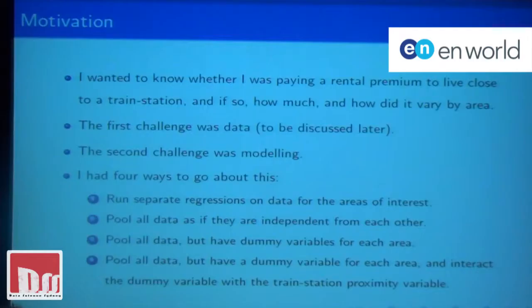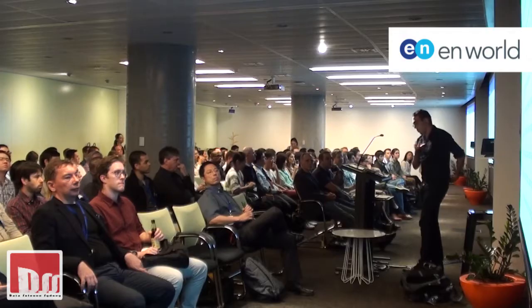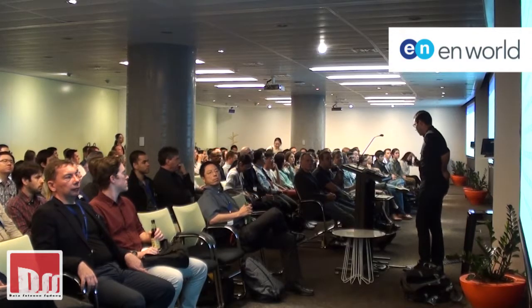And essentially I just want to know how much extra I'm paying to live close to a train station, which I am. And that's in a particular area, but I just wanted to know how it varies by area, not just the area I live in. So essentially that's what I went about to do. So the first challenge was data. That was solved. I'll discuss that once I get to the data section. But the second challenge is modeling.